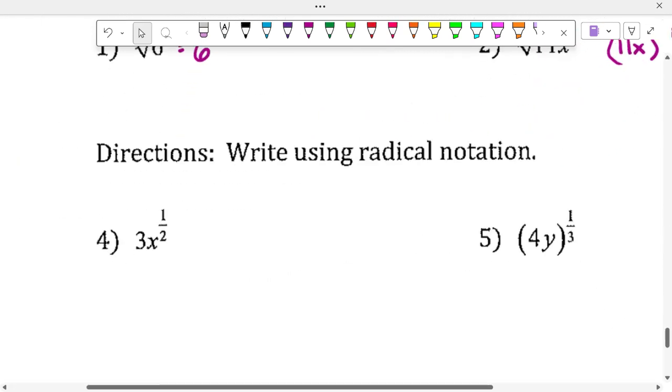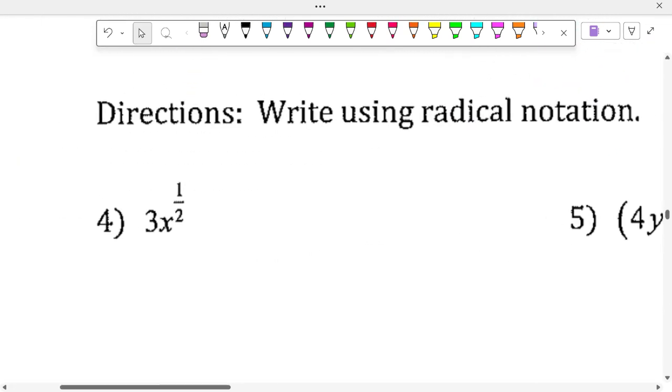Now, what if we wanted radical notation? So think about number 4 carefully. If I have anything raised to the 1/2, what type of radical is that? It's a square root. So I know I'm going to have a square root in there. What's going to go under that radical?